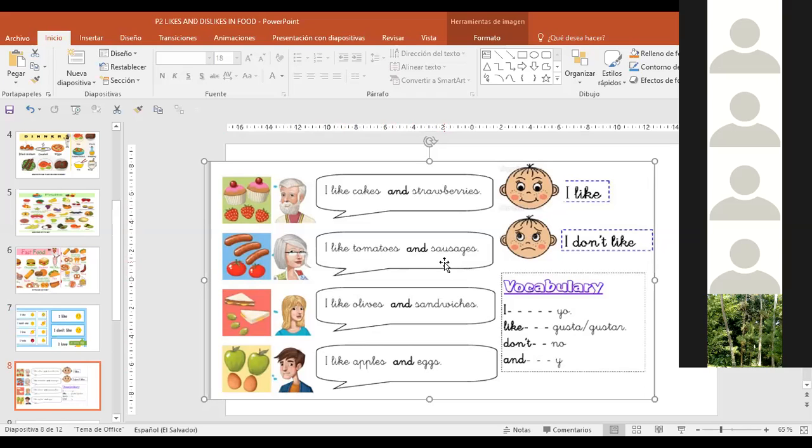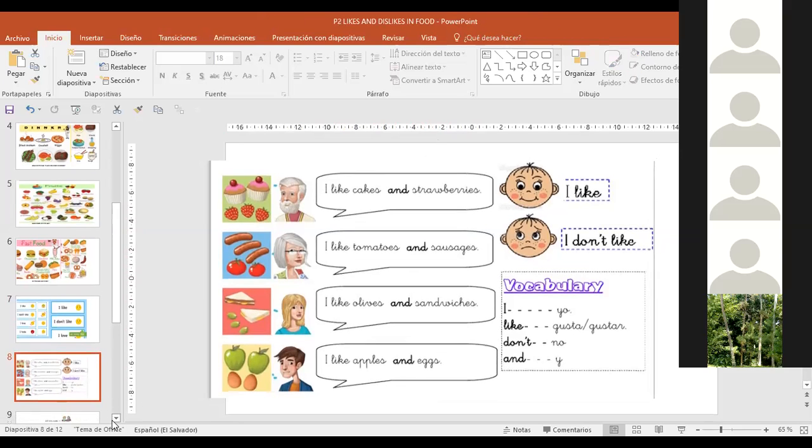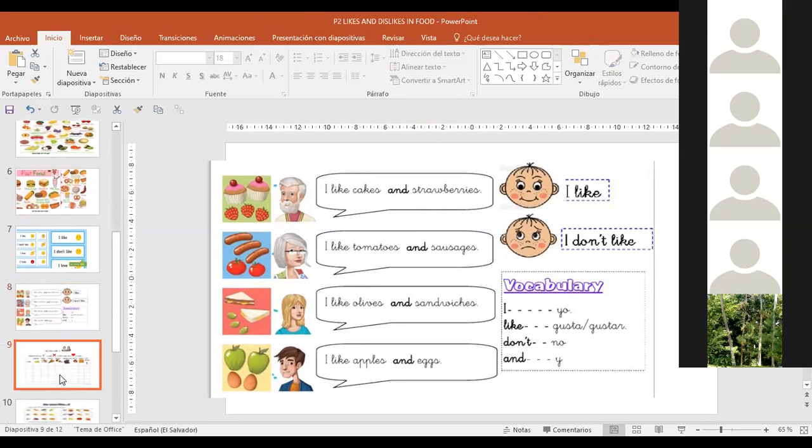I like tomatoes and sausages. Tomatoes and sausages. Okay, very good. Sausages. You're welcome. Yes, sausages.